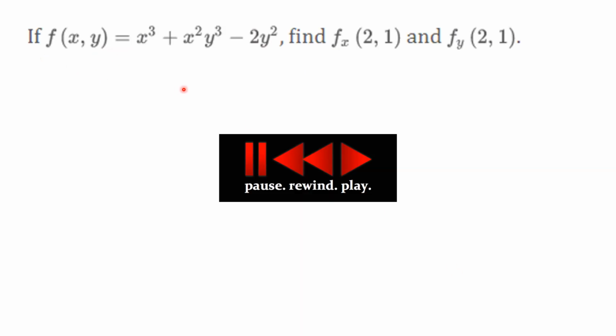Now here's a problem for you to do. What you want to do is find the partial of f with respect to x at the point (2, 1), and the partial of f with respect to y at the point (2, 1). Now these answers are going to be numbers, and this is actually more the kind of problem I probably would ask you on an assessment. You know what to do. Let's see how you did.